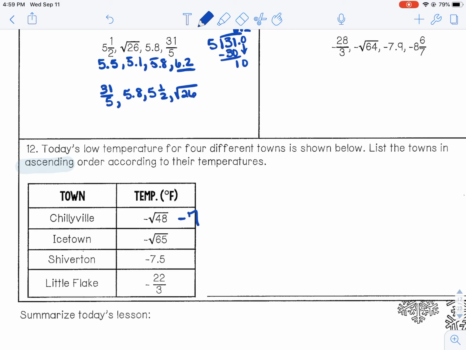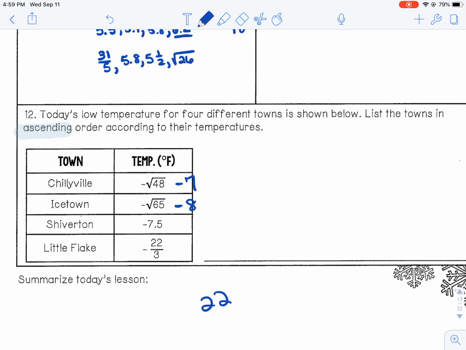Icetown is the negative square root of 65. Well, the negative square root of 64 would be negative 8, so the negative square root of 65 is just barely a little bit more than that, so I'm going to keep it at negative 8. Okay, and then negative 7.5 is fine. It's already in decimal form. And then I have negative 22 over 3. Well, 3 goes into 22 7 times. The remainder of 1. Bring that down, and 3 goes into 10 3 times. So that's going to give you a repeating decimal right there, so around negative 7.3.